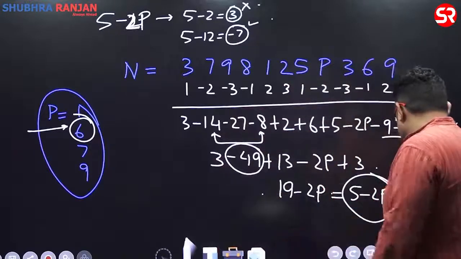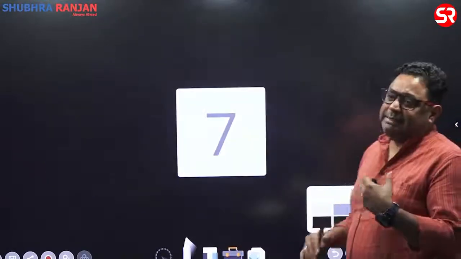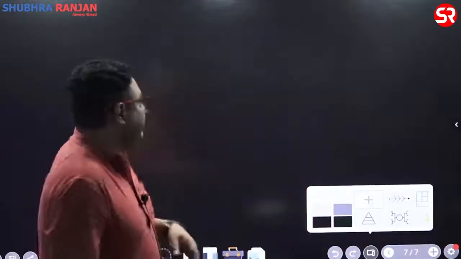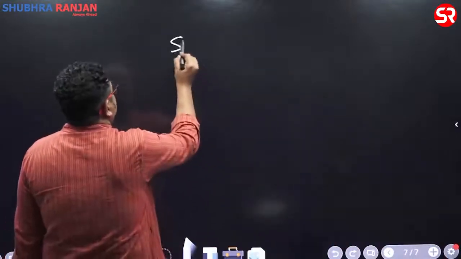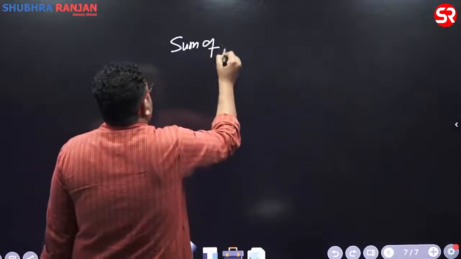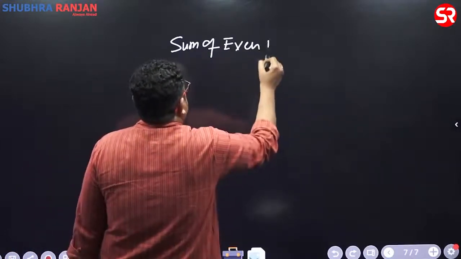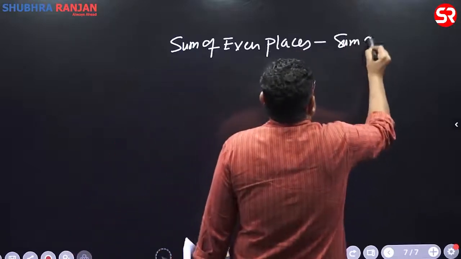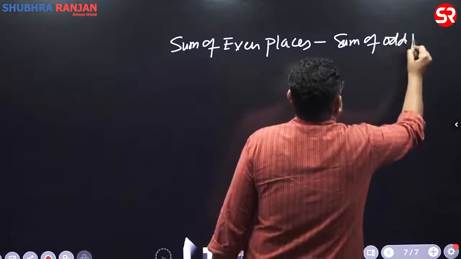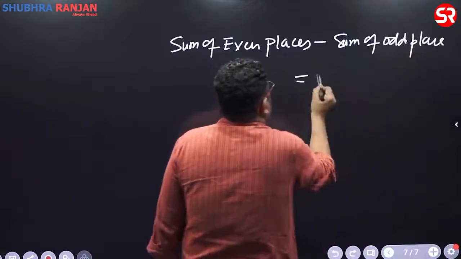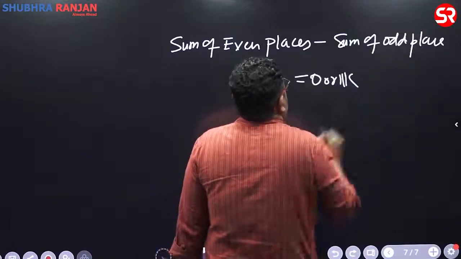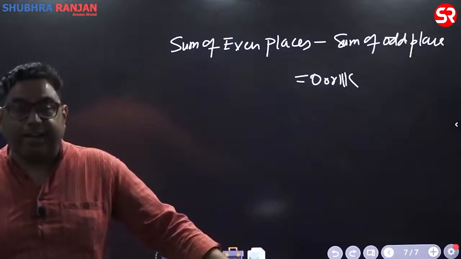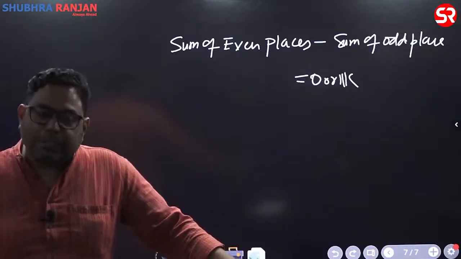So next, let's see. Similarly, the divisibility rule of 11. Now, most of the time we have been doing it as sum of even places minus sum of odd places is either equal to 0 or a multiple of 11. But at the end, have you ever asked why? I want to ask you why.